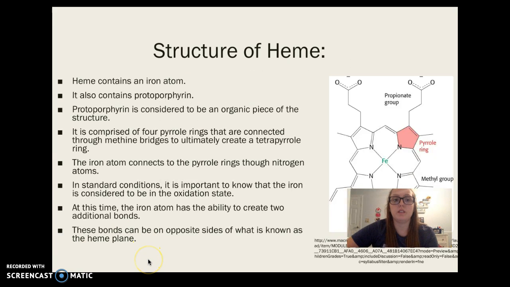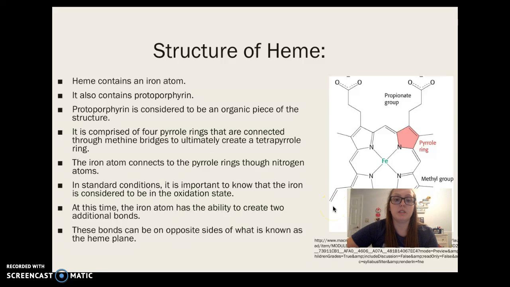Okay, so the structure of heme. Heme contains an iron atom, which is seen right here on the figure to the right. It also contains protoporphyrin. Protoporphyrin is considered to be the organic piece of the structure. It's comprised of 4 pyrrole rings that are connected through methine bridges to ultimately create the tetrapyrrole ring. So you see the pyrrole ring right here, and they're all around the structure.